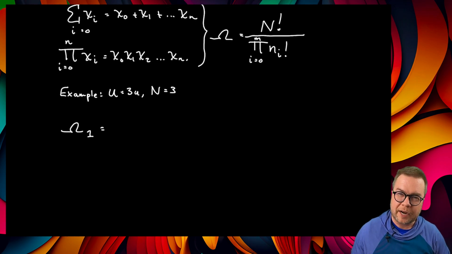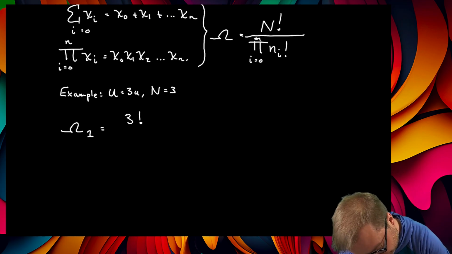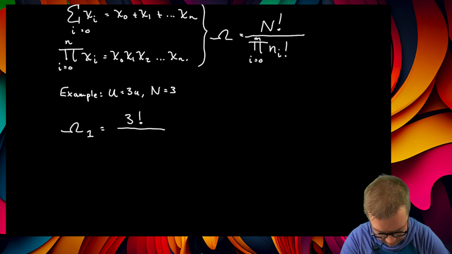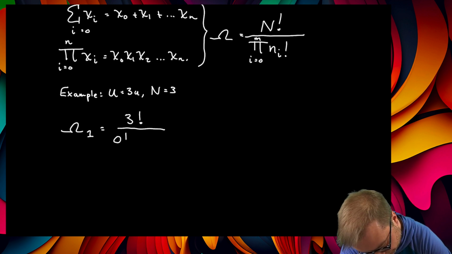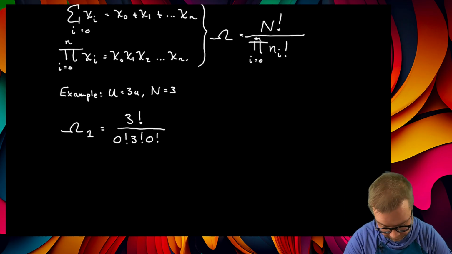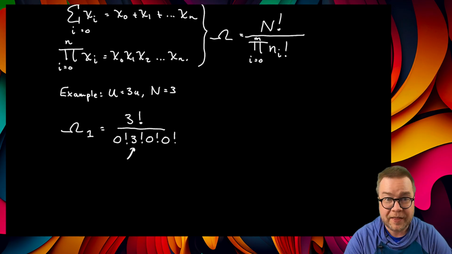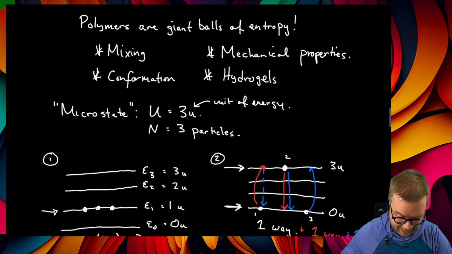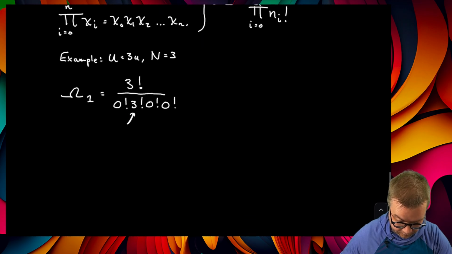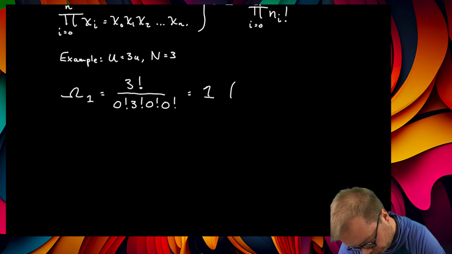The number of microstates associated with that arrangement would be n factorial, so I'd have 3 factorial, divided by, there's 0 particles in energy level 0, 3 factorial particles in energy level 1, 0 factorial particles in energy level 3. Basically, all of the particles are in that first energy level. That's what's shown in the schematic up here. All right, so we're just going to have 3 factorial divided by 3 factorial, and we get 1. Remember, 0 factorial is defined to be 1.